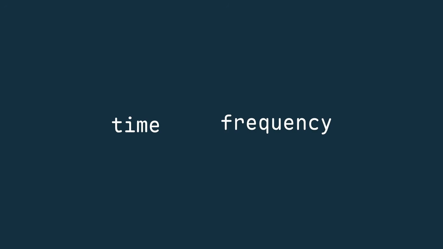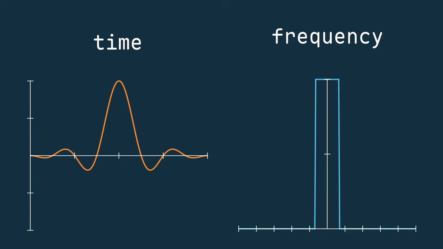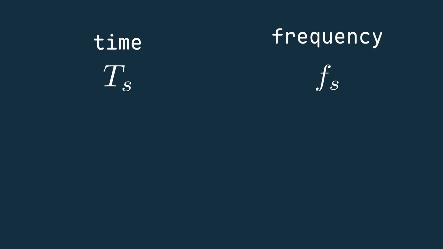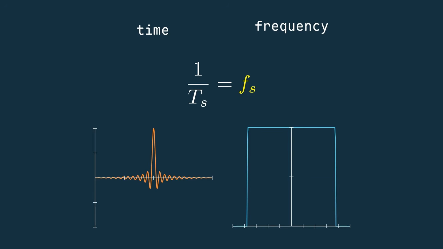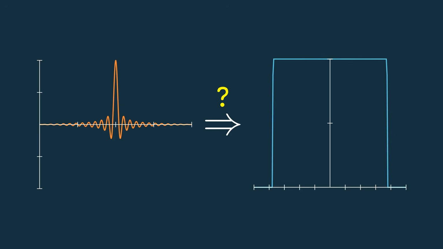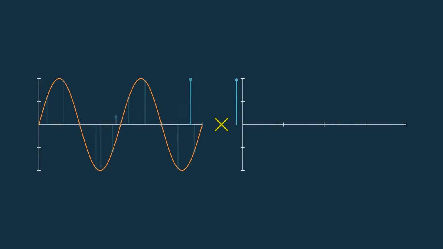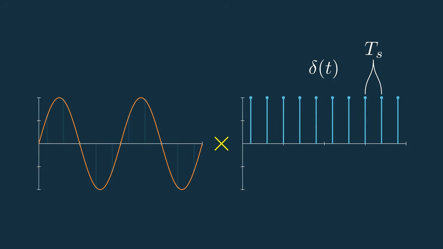Time and frequency are inversely related, meaning you need a wide range of frequencies to represent a sharp pulse in time, and vice versa. So this means the inverse of the sampling period in time is the sampling frequency. This sampling frequency determines what frequencies we can accurately see when we convert the input signal to a frequency spectrum. But what's actually happening in this conversion? Well, when we sample a signal, we're basically multiplying it by an ideal train of Dirac deltas, or infinitely narrow spikes spaced every sampling period, like we just saw.